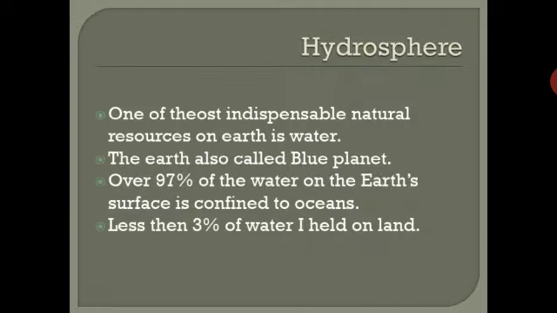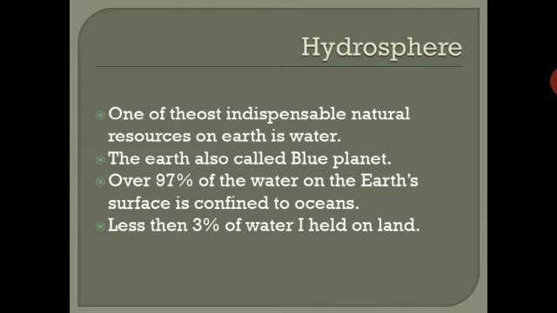One of the most indispensable natural resources on the earth is water. The earth is also called the blue planet. Why? Most of the earth's surface is covered completely by water, so it looks like a blue planet. It is called the blue planet as it holds water in abundance, and thus stands unique among all other planets.